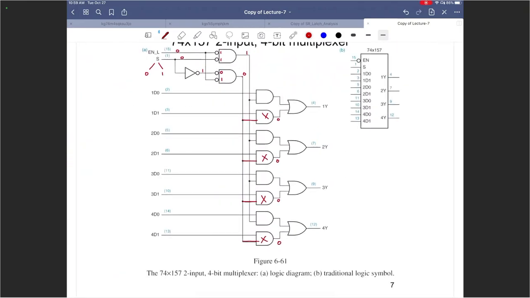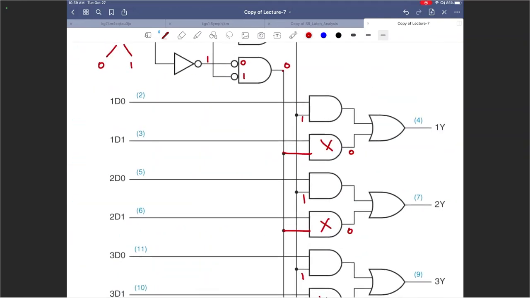And then the other case is this guy is 1 there. So there's a 1 there, there's a 1 there, there's a 1 there, there's a 1 here. So let's try to write the output here. What is the output here? You guys tell me what the output here is.